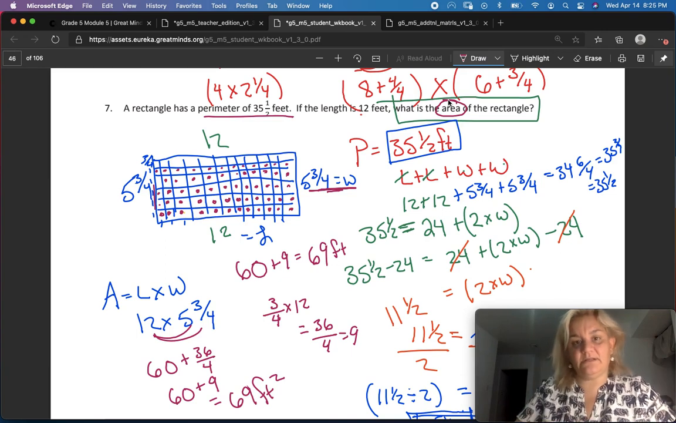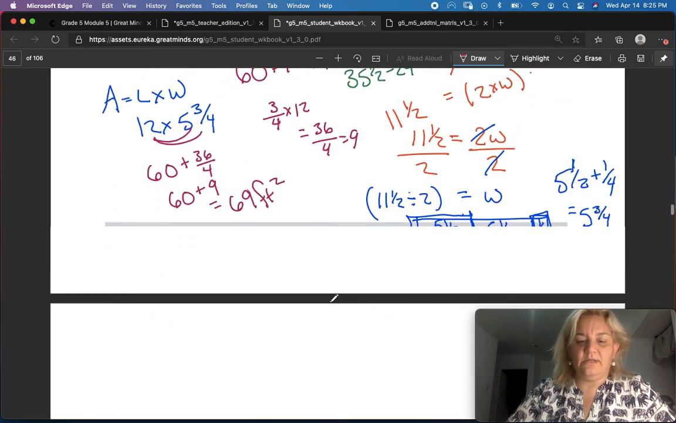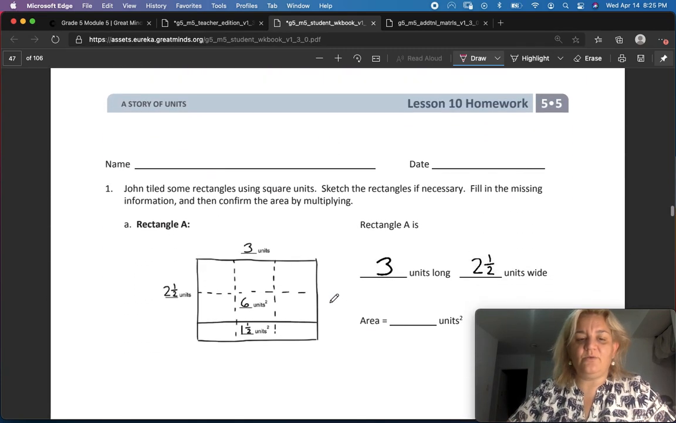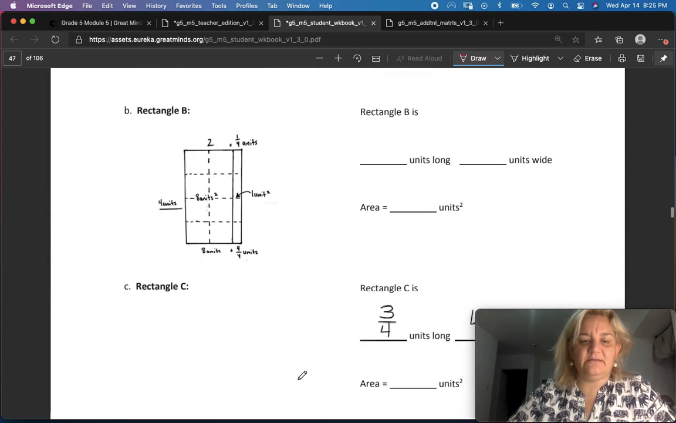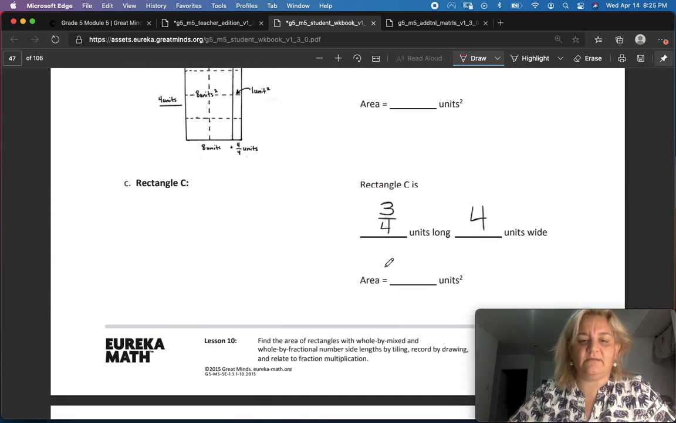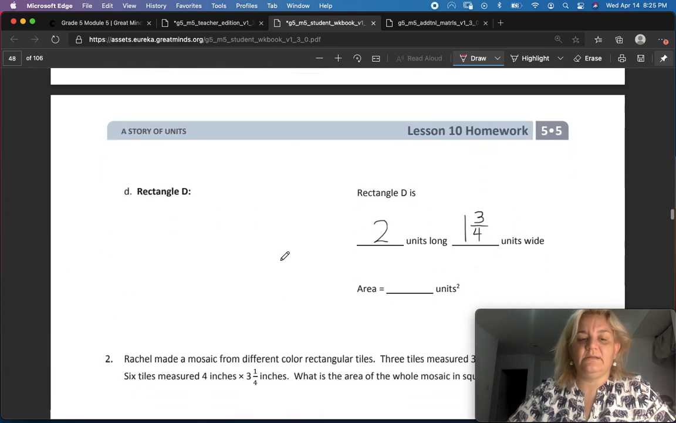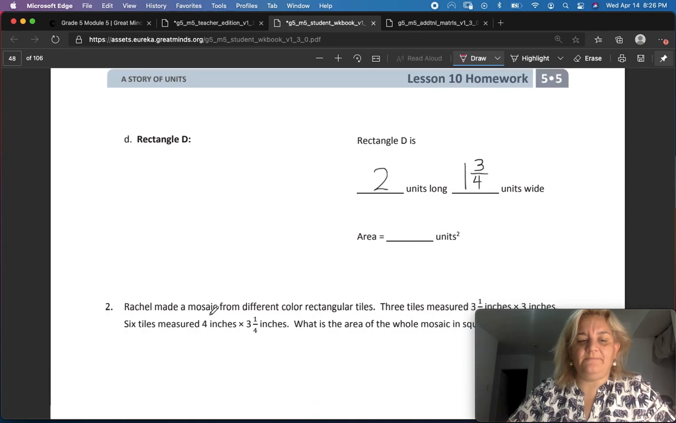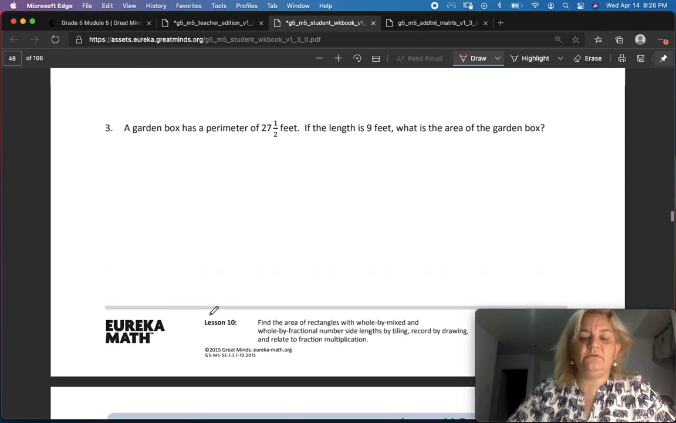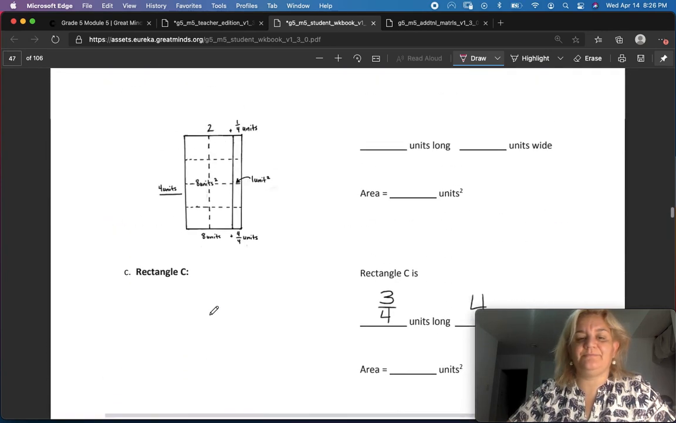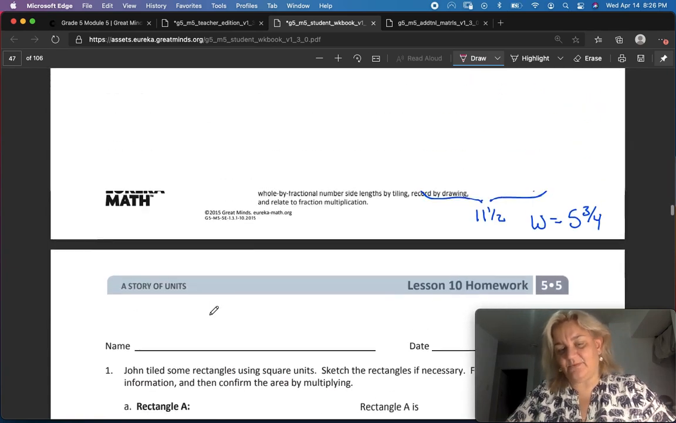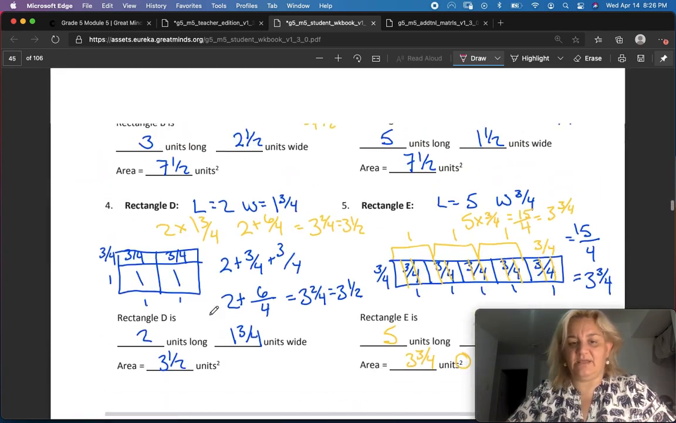Okay, took a little bit longer, but we got there, and I showed you a couple different ways to find these things. So, your lesson 10 homework, it's even given you some information already, okay? So for C, it's given you the units. You're going to have to draw your own, okay? And D as well. And then it's got 2 story problems for you, okay? So that's exactly what we just did in the problem set. I think you can handle it.